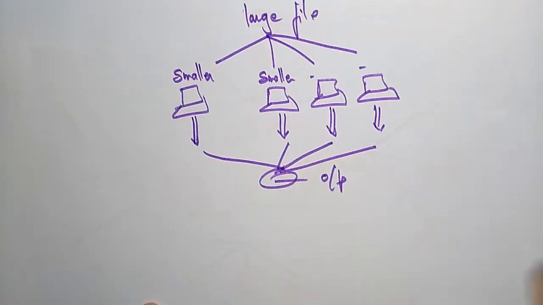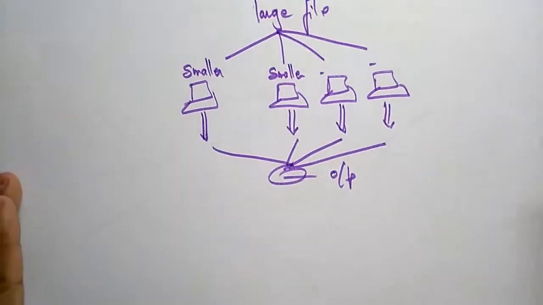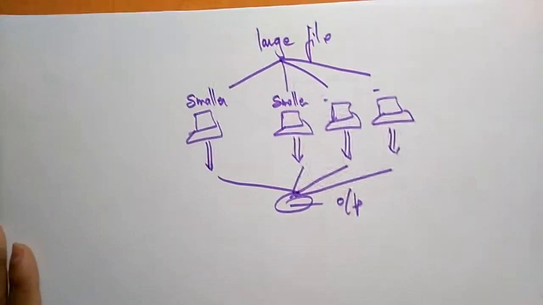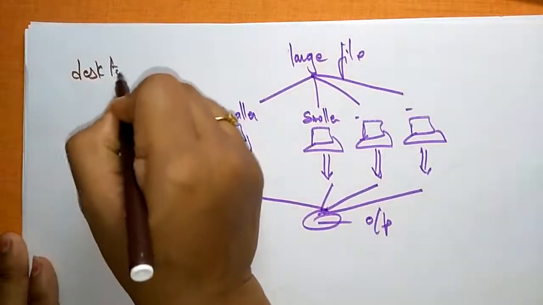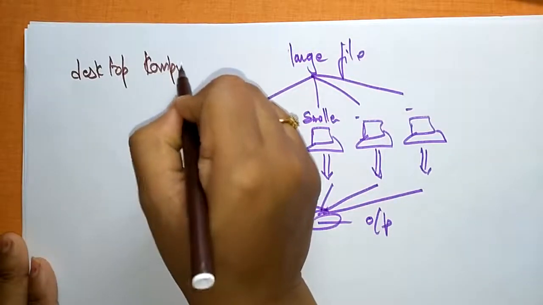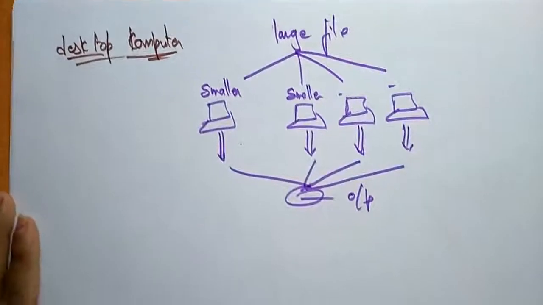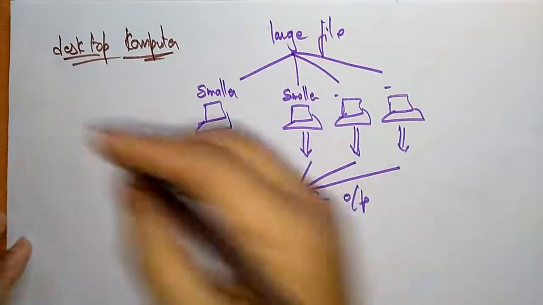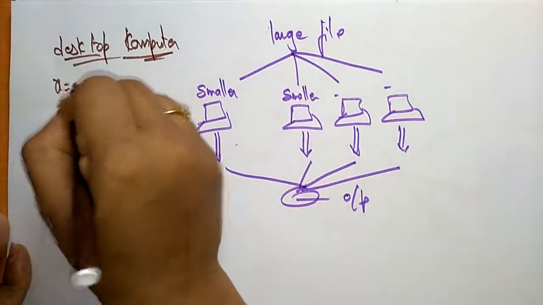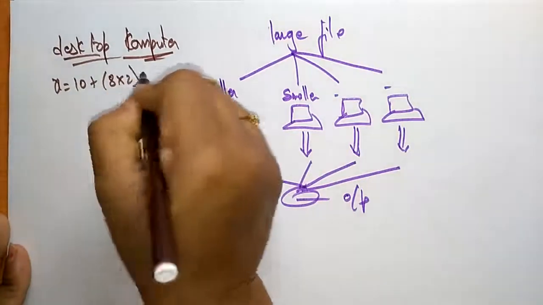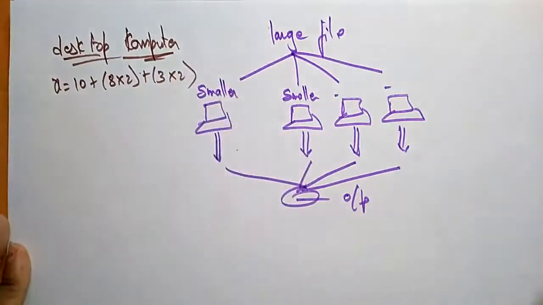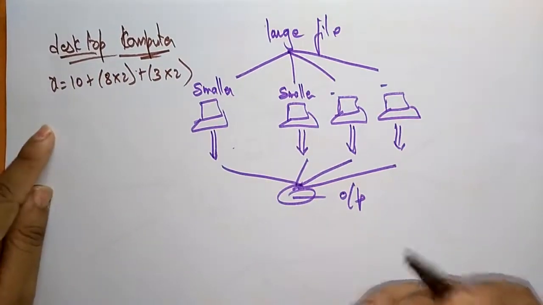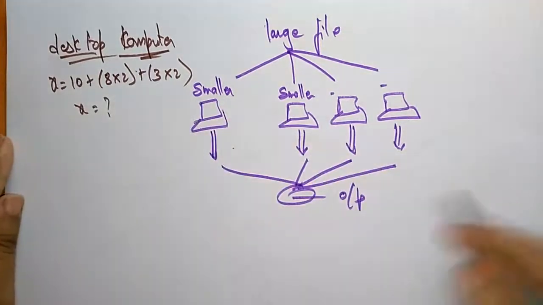Let me take a simple example to explain grid computing. Let us take a desktop computer. What will the desktop computer do, and what will parallel grid computing do? Let's take the desktop computer and say I want to execute one query. Let me calculate one equation: x is equal to 10 plus 8 into 2 plus 3 into 2. On the desktop computer, I want to evaluate this equation and find out what x is. How will the desktop computer work?